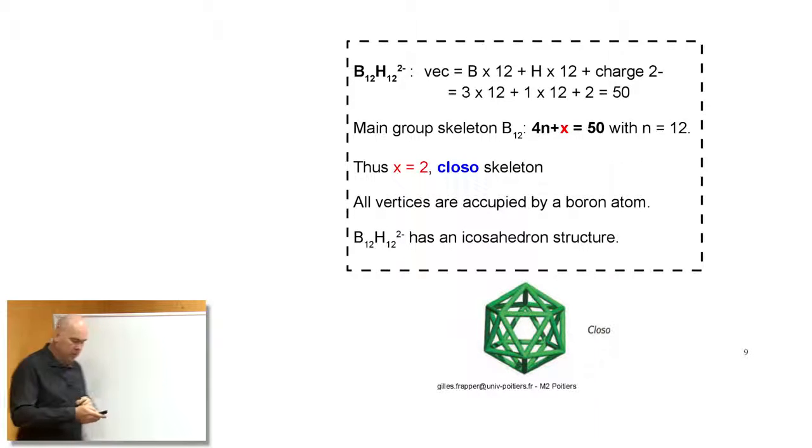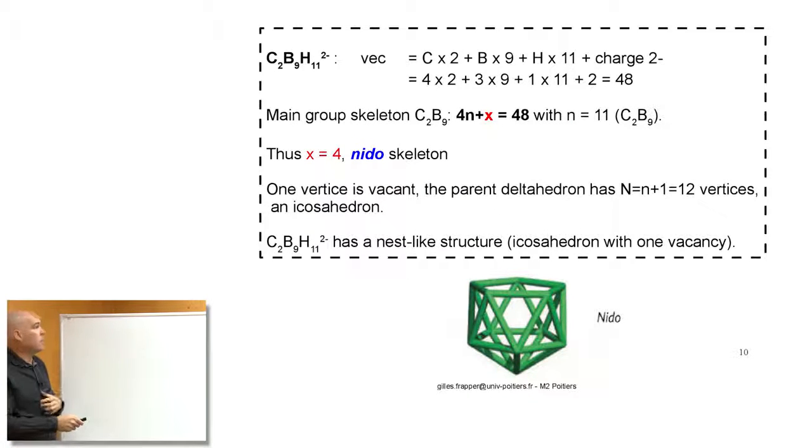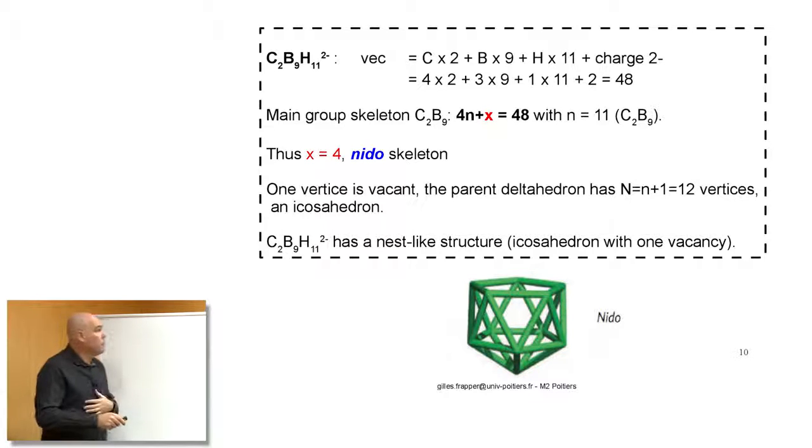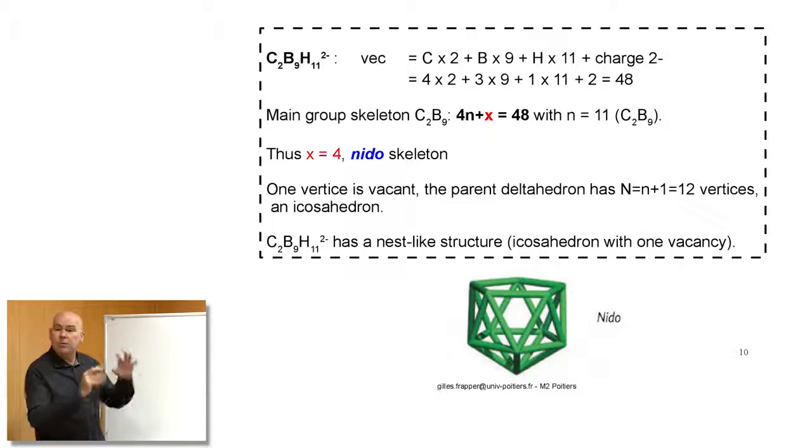I continue. So another case is a carborane cluster, C2B9H11 2-. They have been made by chemists. So the count here is 48 if you look carefully. So 4 electrons coming from carbon, 3 coming from boron, 1 coming from hydrogen, and a charge 2-. So 48. You have only main group elements for this aggregate.